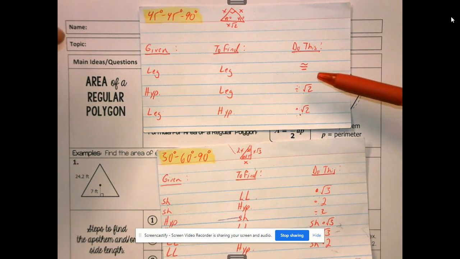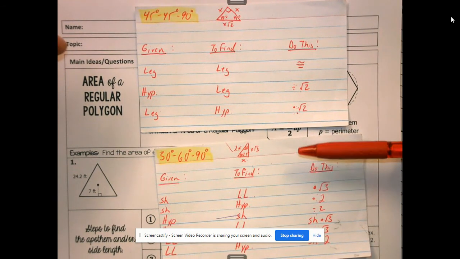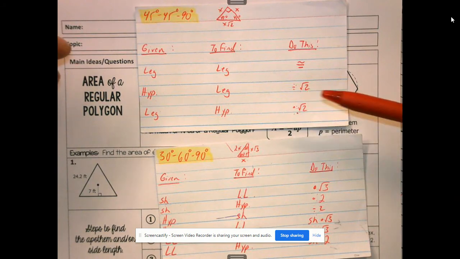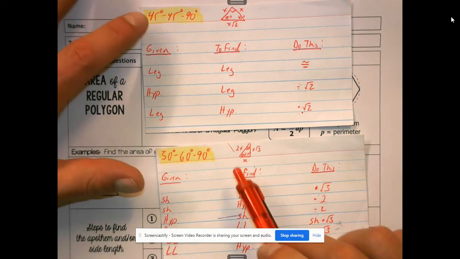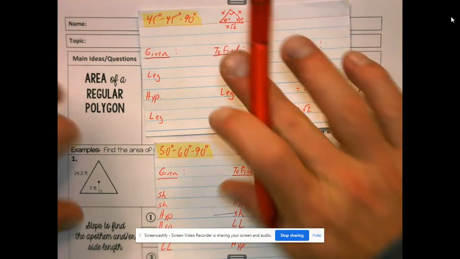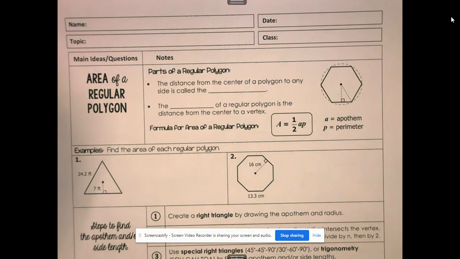But if I can, I'm going to use these. And if I can't use these, if the angles don't match up right, I'll have to use SOHCAHTOA. So if you need to find these cards, they're on the lessons that talk about those two types of special rights. Here we go. All right, parts of a regular polygon.